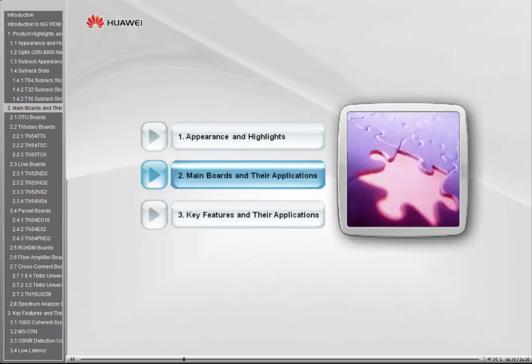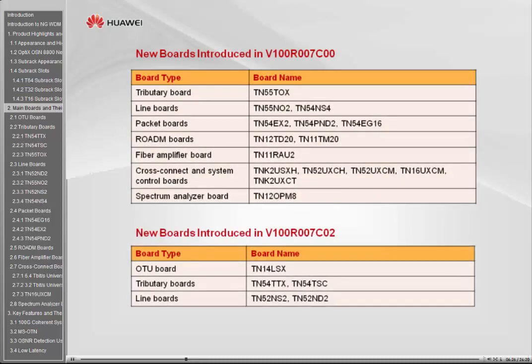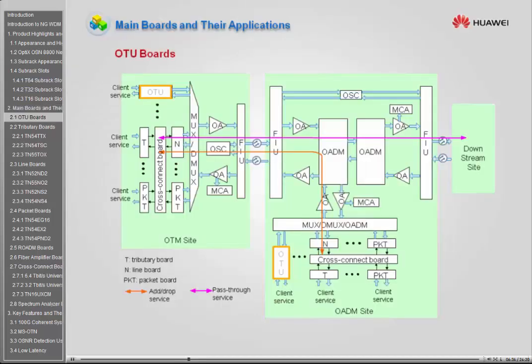This slide introduces boards which have been newly added in Optics OSN 8800 V100R007. Their applications and descriptions are as follows. The main function of OTU boards is to convert client services into optical signals carried over ITU-T compliant WDM wavelengths through a series of operations such as mapping, framing, and multiplexing.